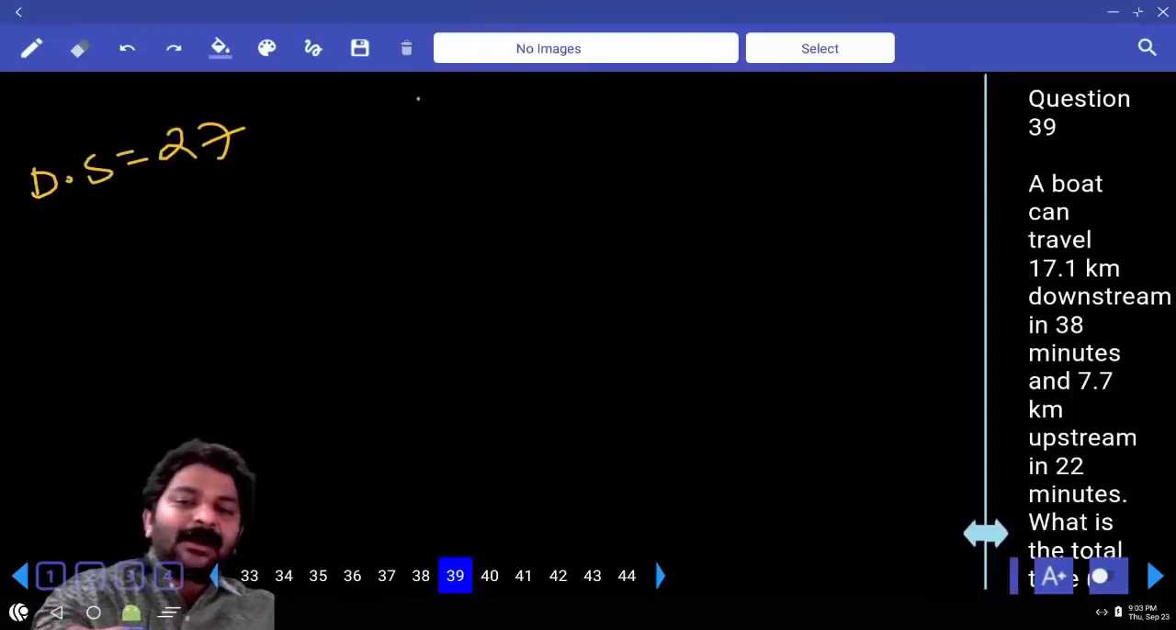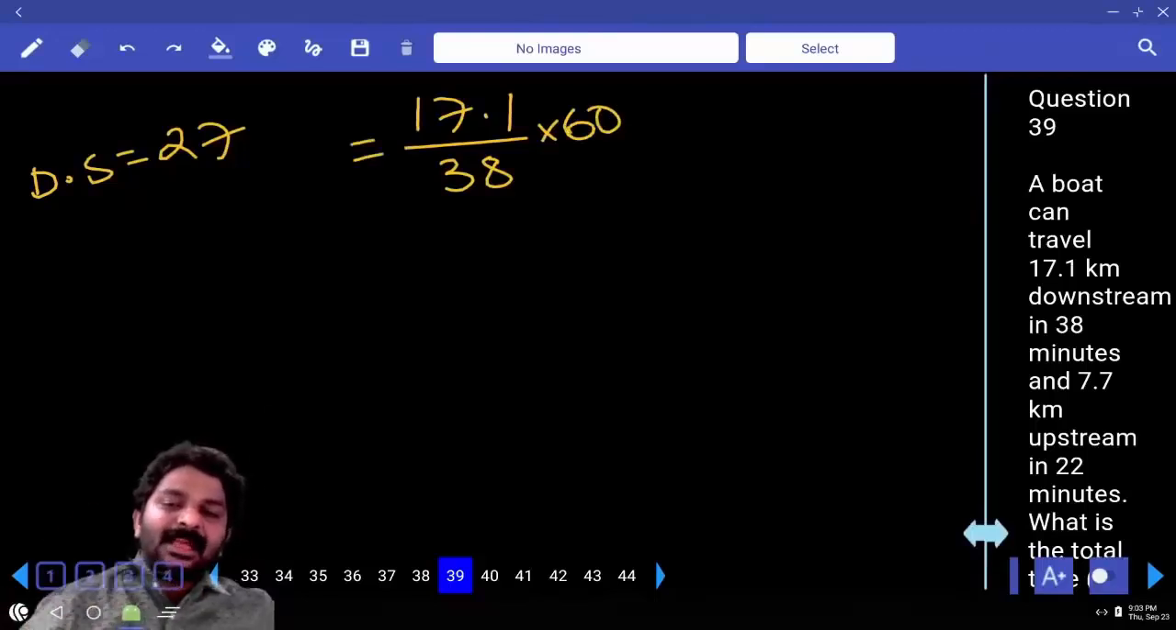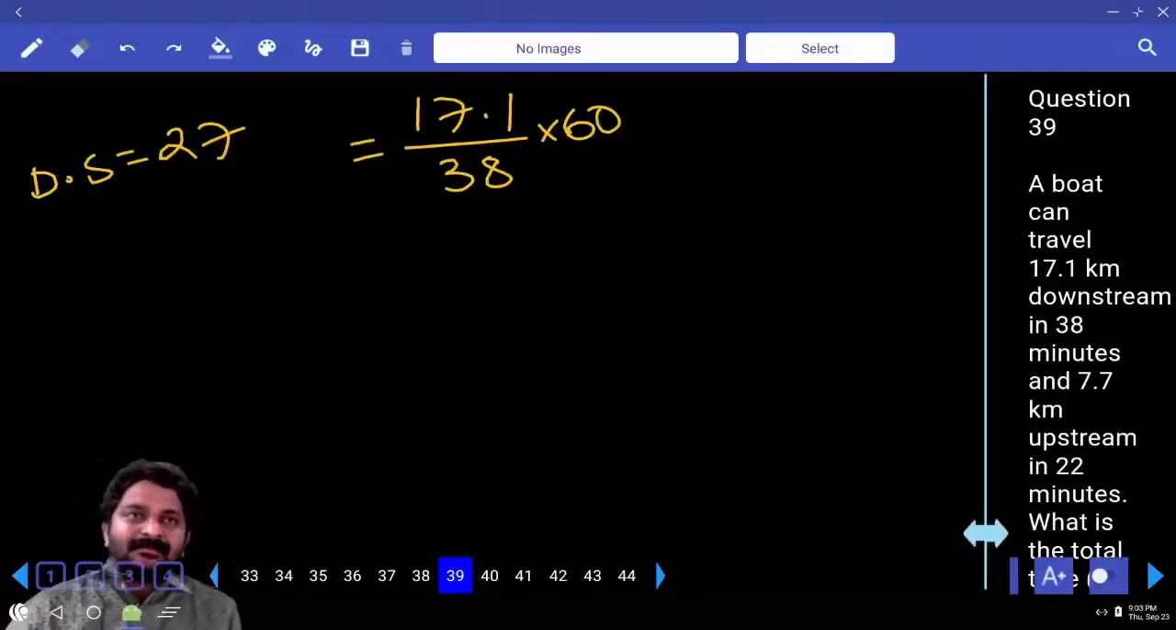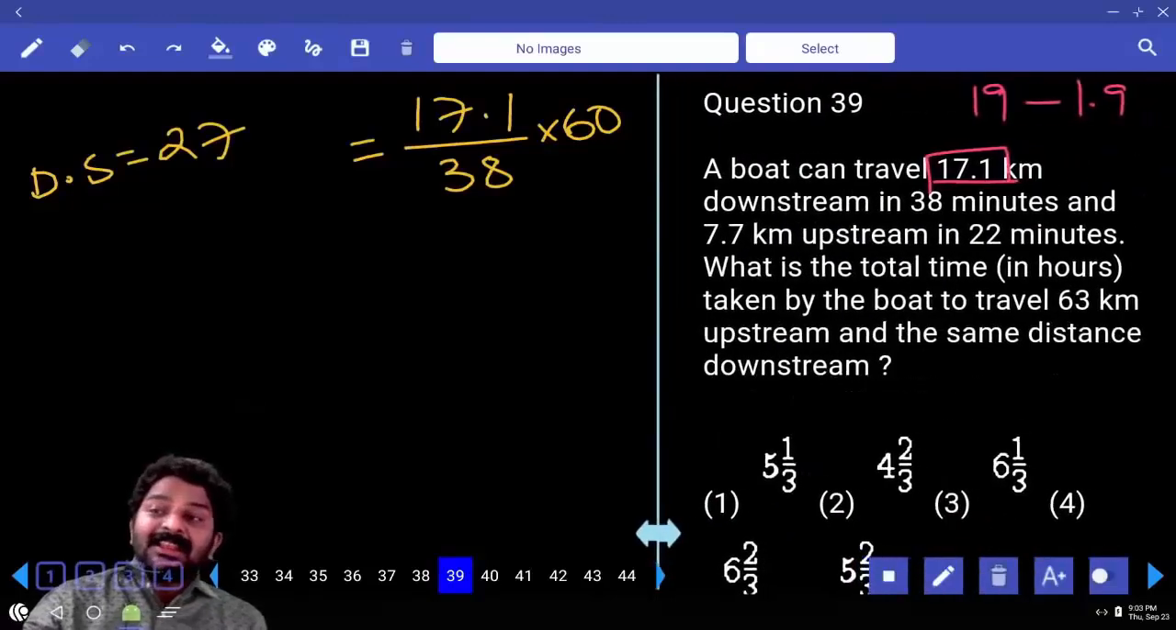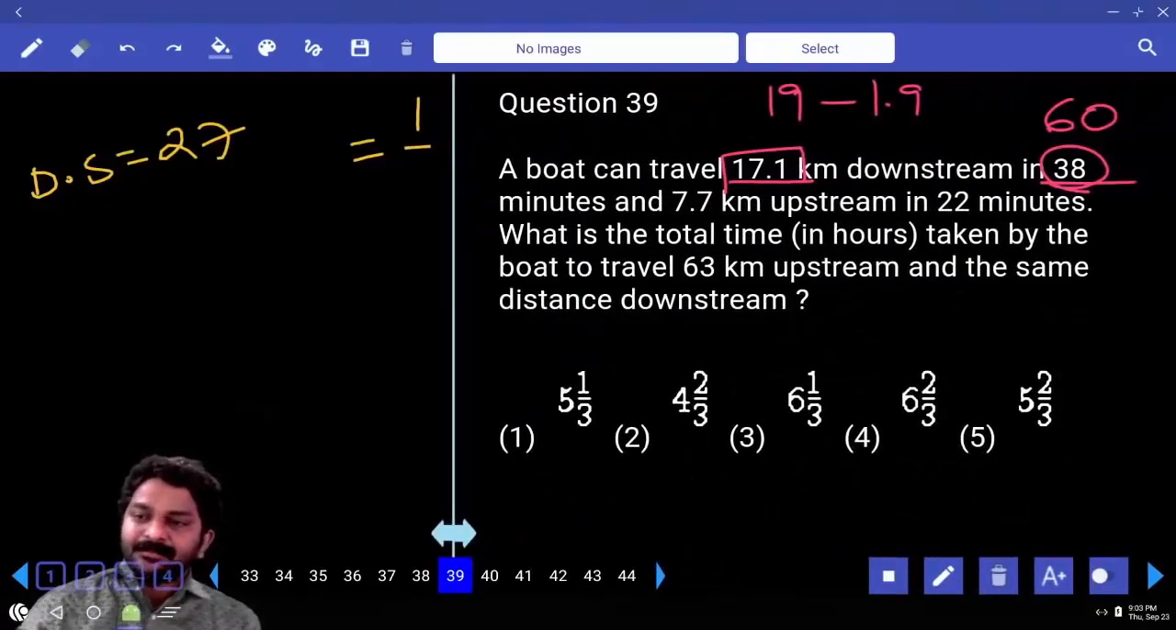Otherwise, you'll have to use the formula. 17.1 divided by 38 minutes, converted to hours, into 60. When you calculate this, again you'll get 27. Otherwise, calculate it for 60 minutes.